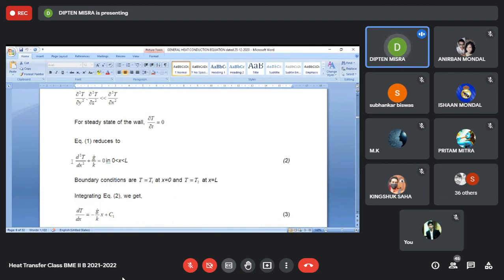The simplified governing equation will be d2T/dx square plus G dot by k is equal to 0, and this is valid in a domain that spans between 0 and L, leaving outside x equal to 0, excluding the point x equal to L. It excludes the boundary, but it is valid inside the domain. And the corresponding boundary conditions are T equal to T1 at x equal to 0, T equal to T2 at x equal to L. Just wait for 1 minute.